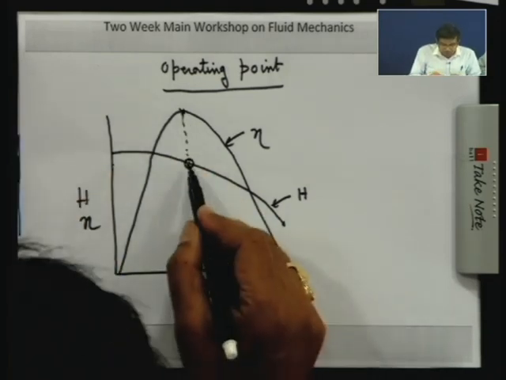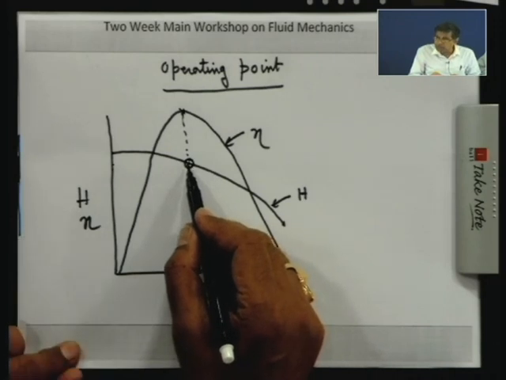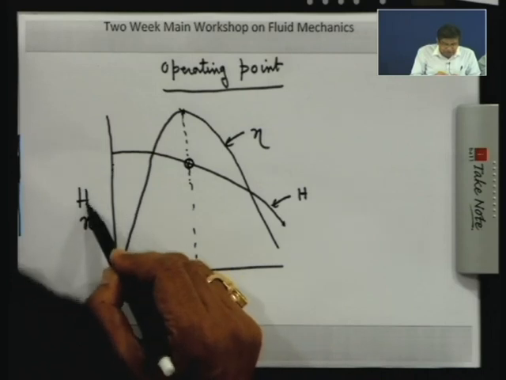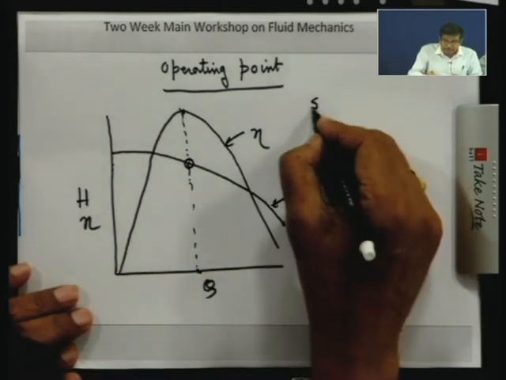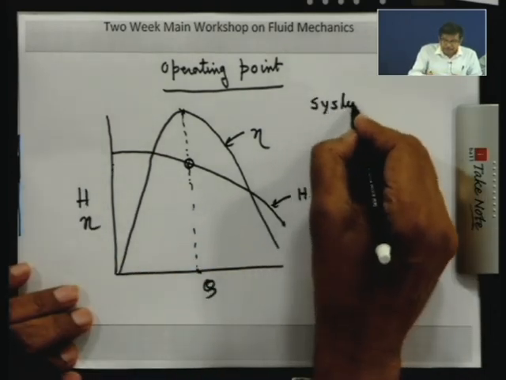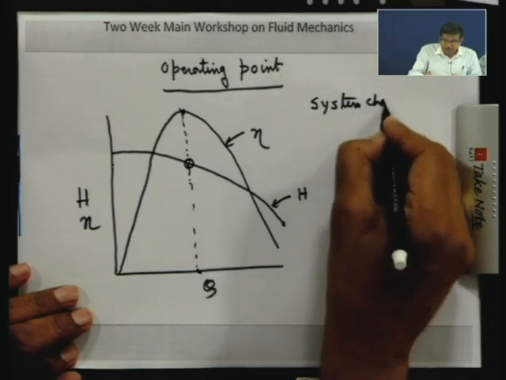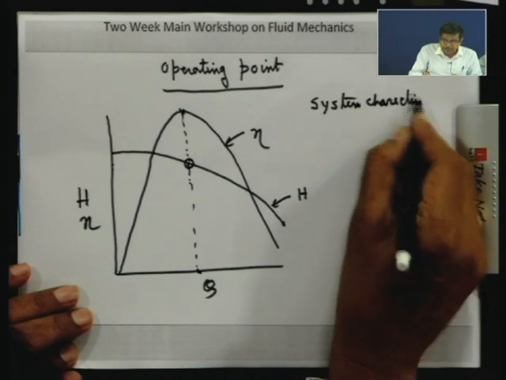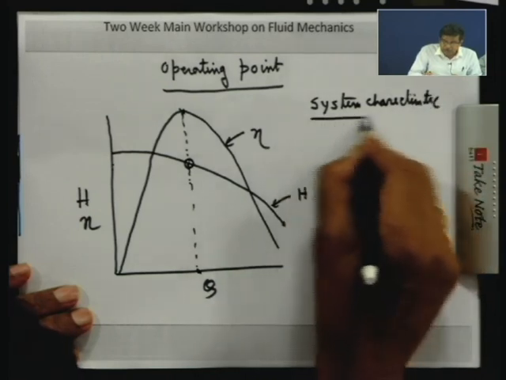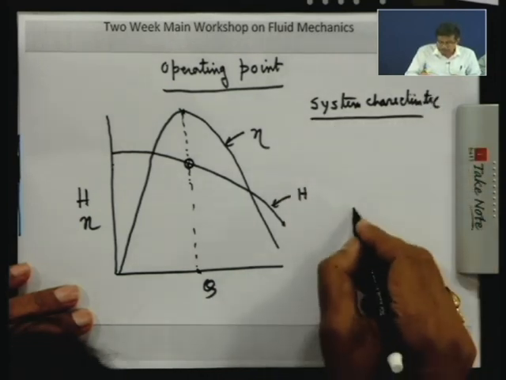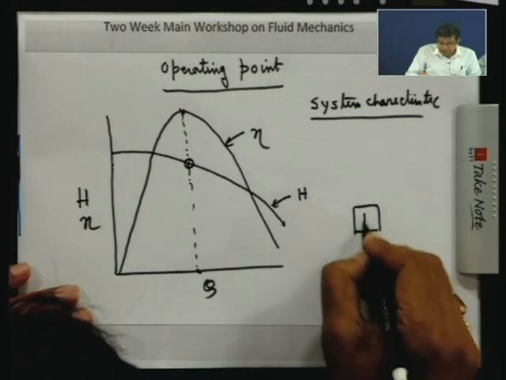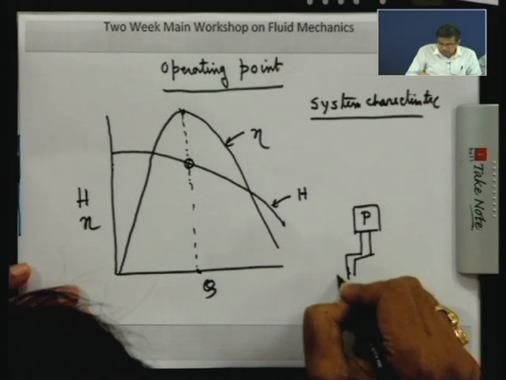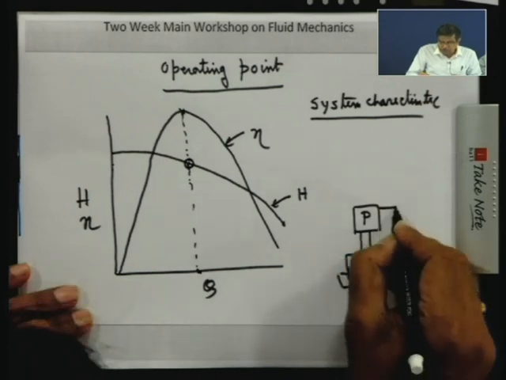But at which point will the pump run? The operating point means what its flow rate and its head should be, and that depends upon the system also, the system characteristics. You have to understand this. What is the system characteristic? Try to understand. There is a pump, and I take water from this sump. Let us consider this way.